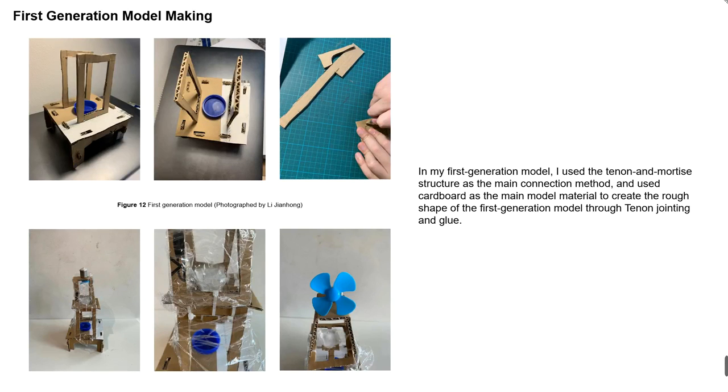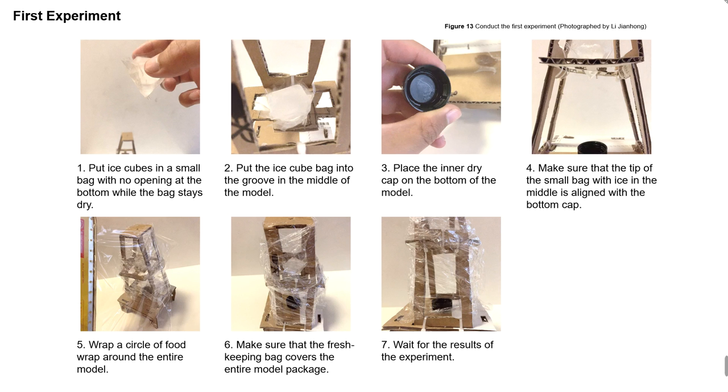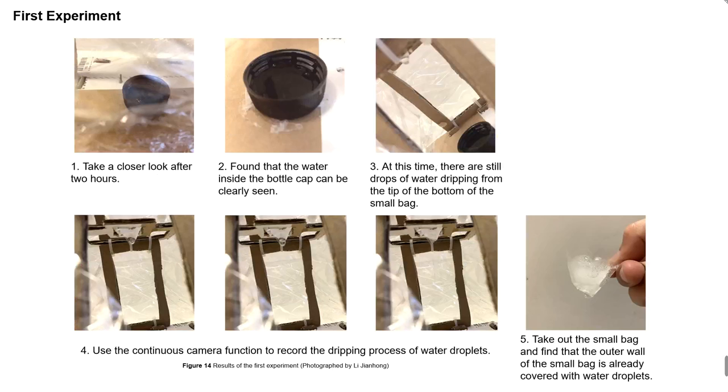Then I started making my first generation model and used it to conduct the first experiment. The purpose of the experiment is to observe whether a certain amount of water can be collected by condensation. Observed after 2 hours, it was found that there was water in the bottle cup. The first experiment was successful.